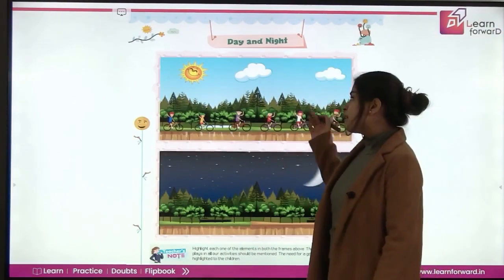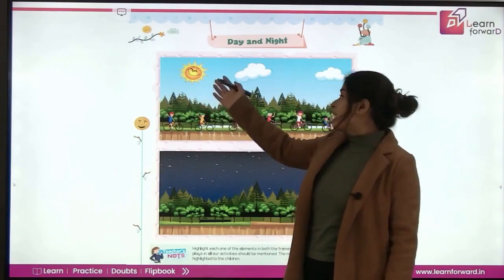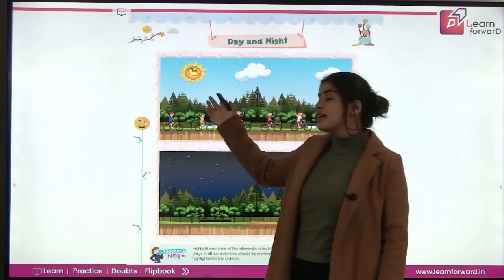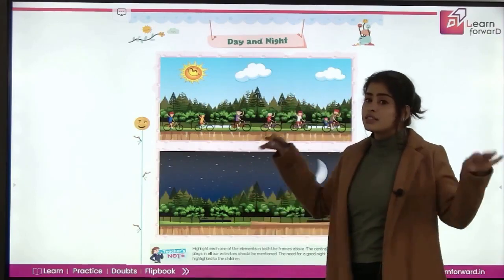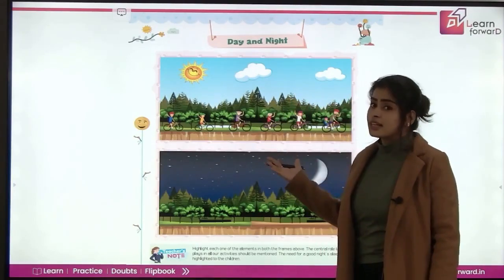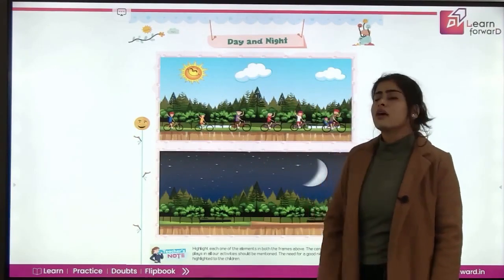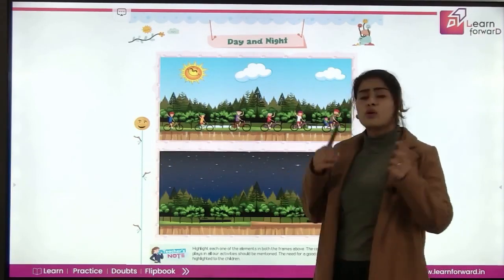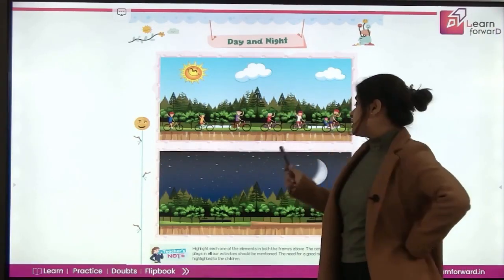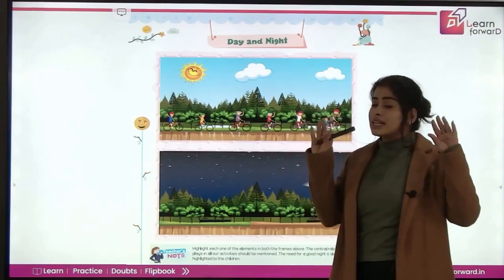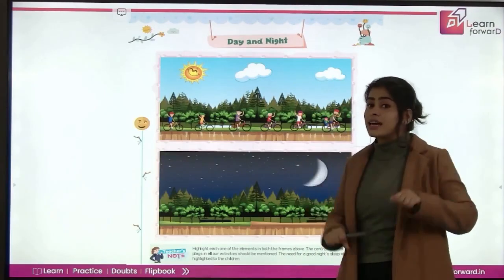So in the daytime, sun comes, okay, and you can see the clear sky like clouds, birds. We can see everything in the sky in the daytime. But when it's night, what do we see in the sky? We see moon, we see stars that twinkle in the sky, right?